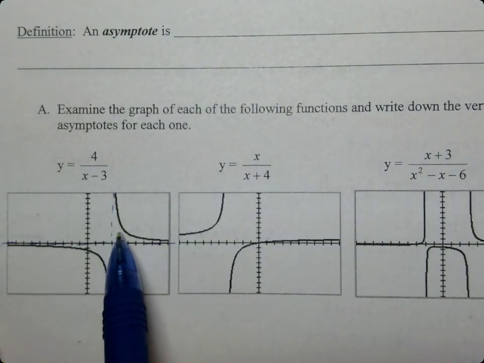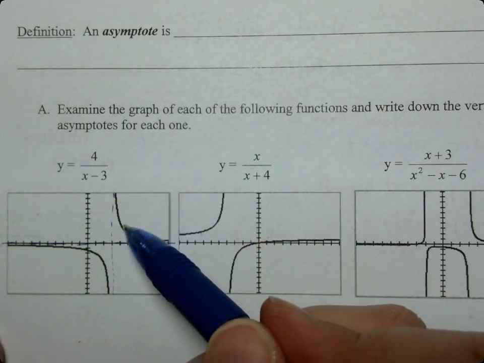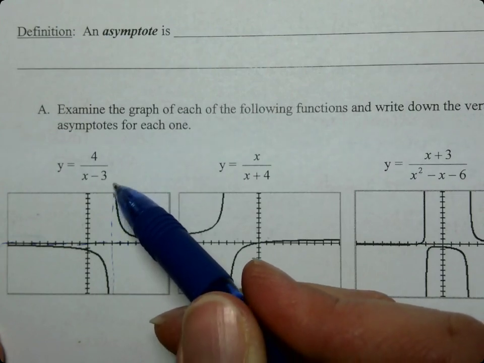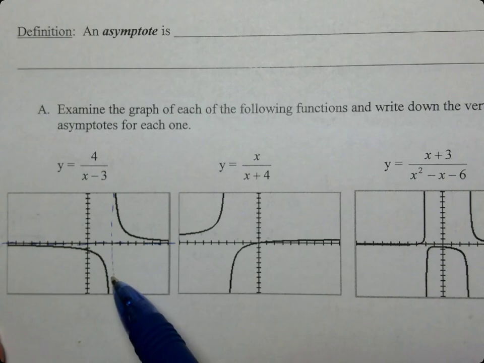So you have this curve that's going, but it's never going to touch. It's going to get closer and closer to 0, but never touch 0. This is going to get closer and closer. So as x gets closer to 3, the y increases. As x gets closer to 3 from the left, the y decreases. So that's what an asymptote looks like.